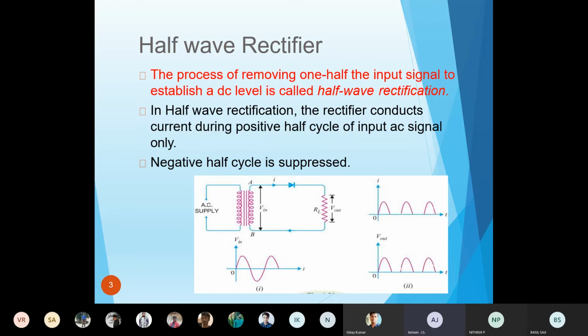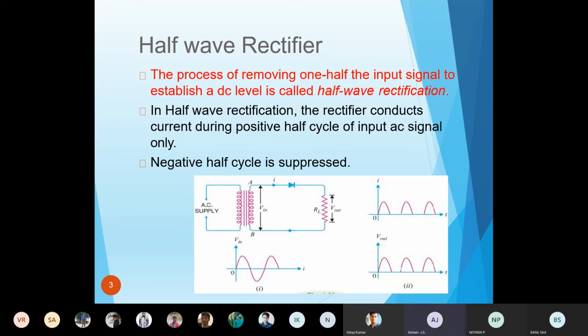Not only the positive cycle, any one of the cycles, and the other cycle will be suppressed or discarded. I will remove it. So that's why it's named a half-wave rectifier. Look at the definition: the process of removing one half of the input signal to establish a DC level. So I am taking only one cycle, and the other cycle I am discarding, removing or suppressing, whatever it may be. And you can see that it's not a pure DC, right?